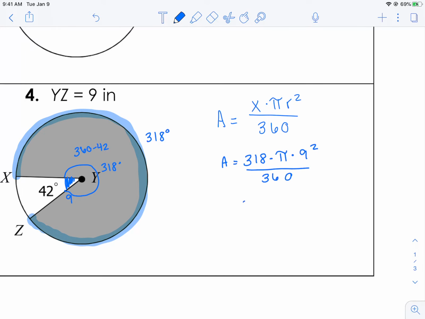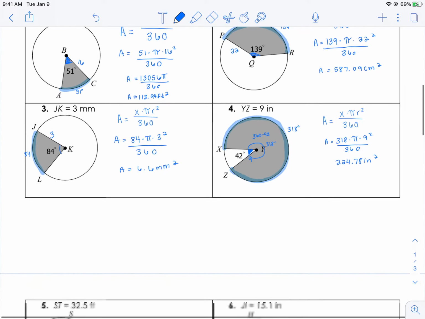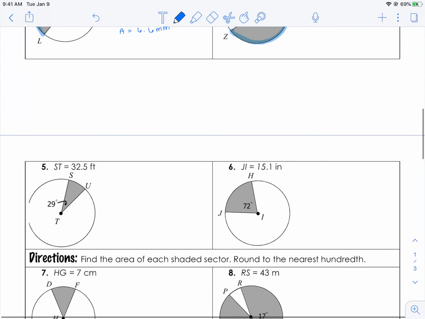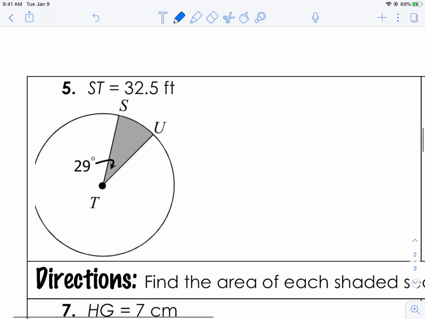And that's about 224.78 inches squared. Okay, and y'all, I'm just putting that into my calculator. There's no need to do it by hand when you have a calculator and you're able to use it. Okay, number 5. So ST is 32.5. This is 29 right here, so its intercepted arc is also 29 degrees.